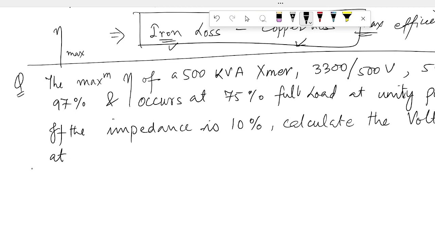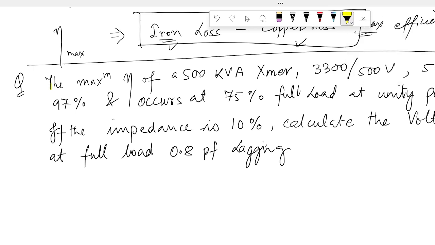Voltage regulation at full load, 0.8 power factor lagging. This is a very good question. They have given the maximum efficiency of the 500 kVA transformer, whose ratings are 3300 by 500 volt, 50 hertz, single phase, as 97%, and it occurs at 75% of full load at unity power factor. If the impedance is 10%, calculate the voltage regulation at full load, 0.8 pf lagging.